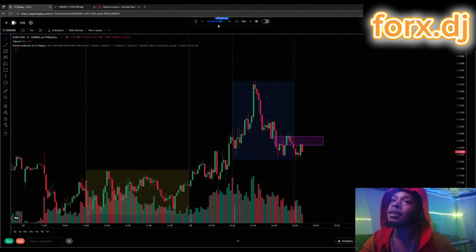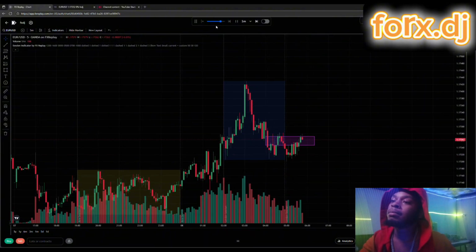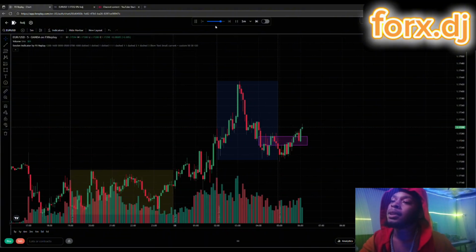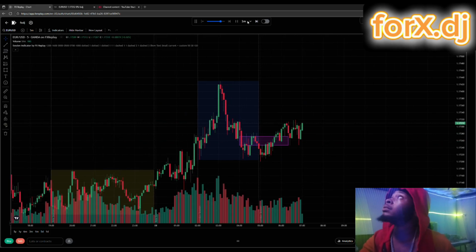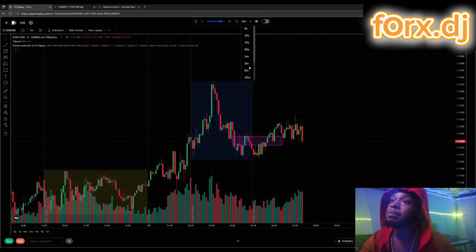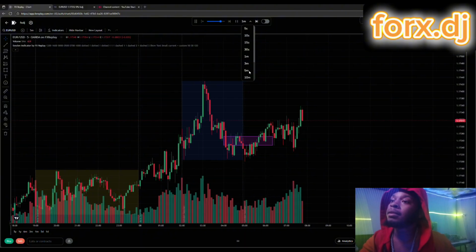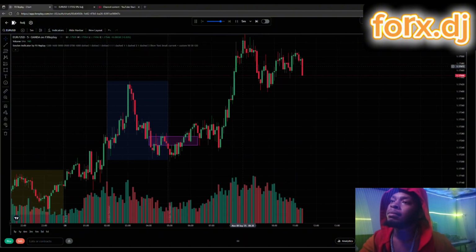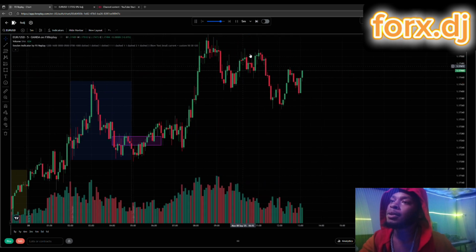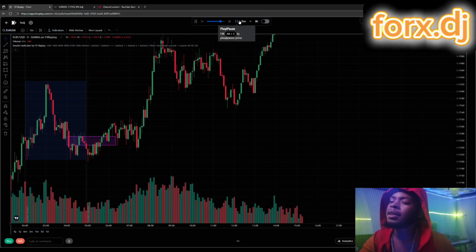And then again, you can speed this up, because I don't really trade none of this, so it really doesn't matter to me. Again, this is your time frames. There, now it's moving. That's moving fast as hell.